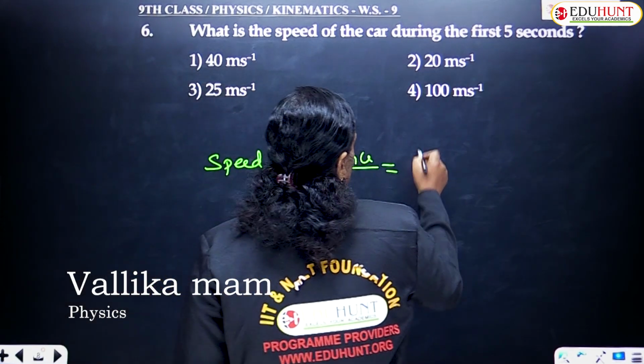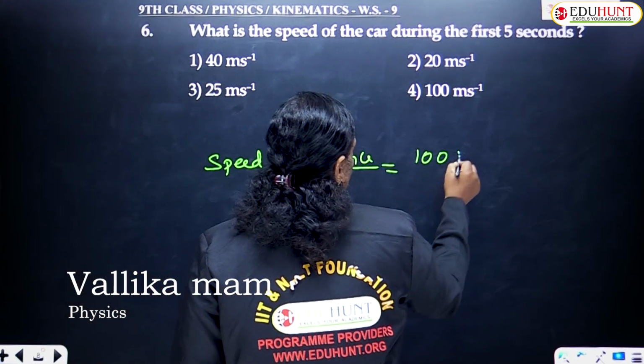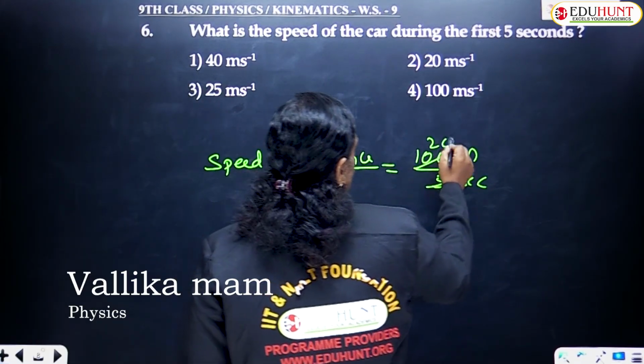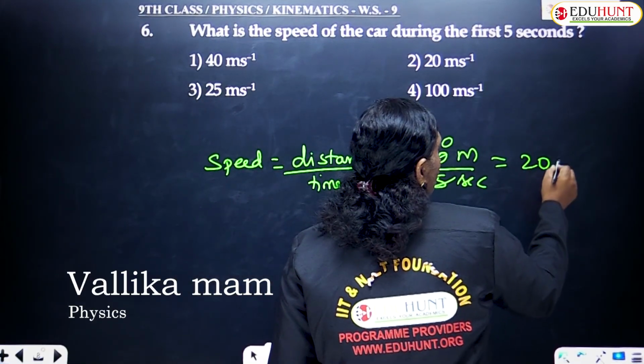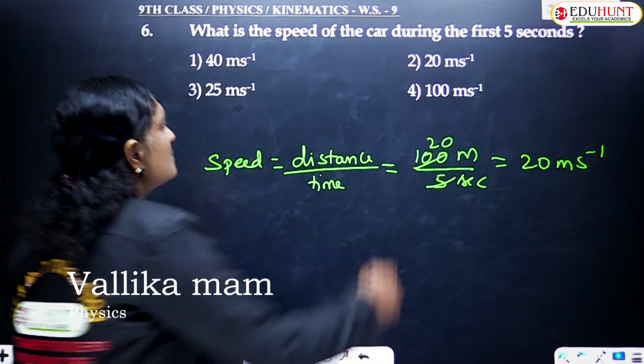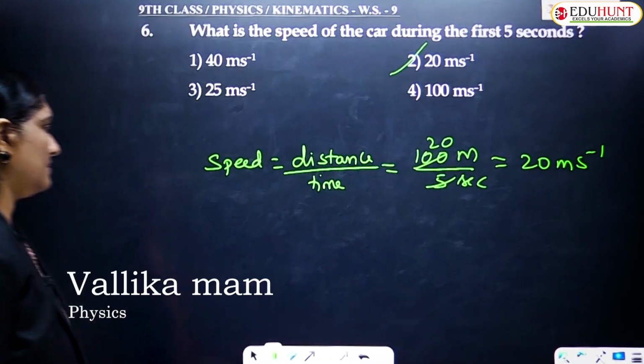What is the distance? Just now we calculated 100 meters, upon time, 5 seconds. So 5 goes into 100, 20 times. So 20 meters per second. What is the speed of the car, children? 20 meters per second. Second option.